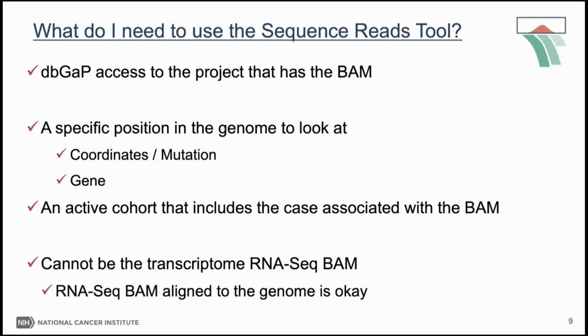And then, like the other one, you'll need an active cohort that overlaps your BAM. And this has the same limitations with the transcriptome RNA-seq BAM. So you can't use that, but you will always have the option to visualize the RNA-seq reads that are aligned to the genome.